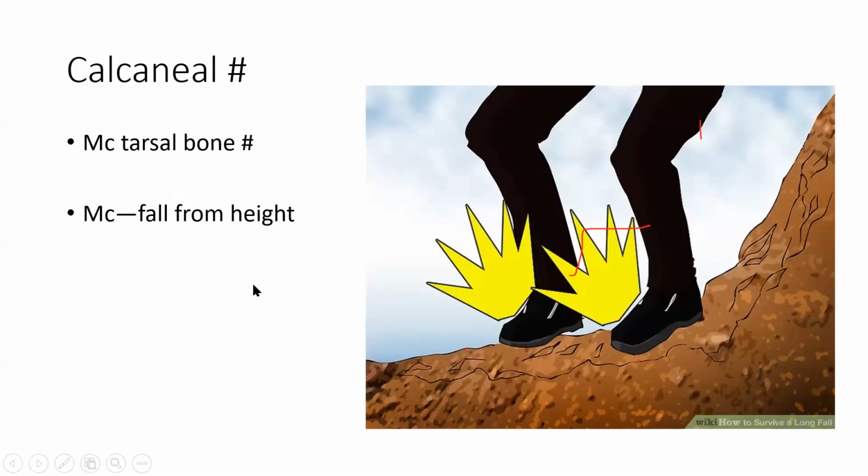So tarsal bones में कौन से bones हैं? Talus, calcaneum, and others. So calcaneum is the most common, because calcaneum is the last bone which is in contact with the ground. So your body is in contact with the ground by your calcaneum. So calcaneum is the most weight bearing bone, a directly weight bearing bone. So anything directly on the calcaneum will make it rupture or fracture.